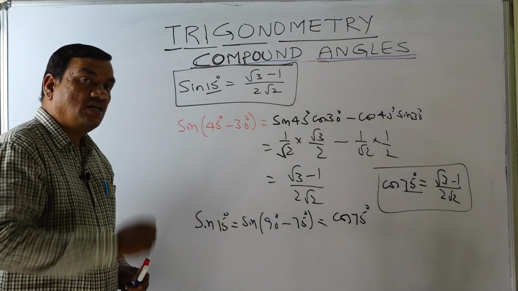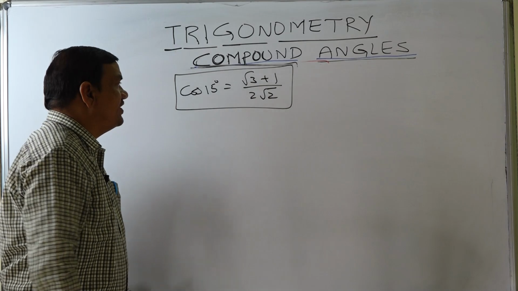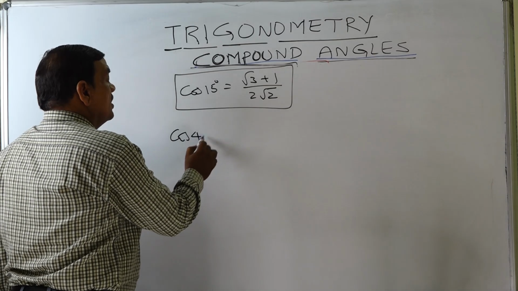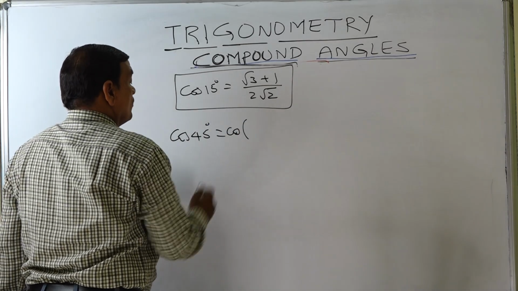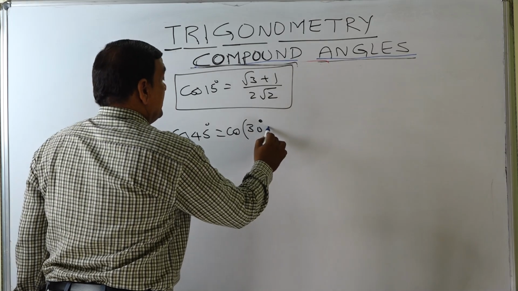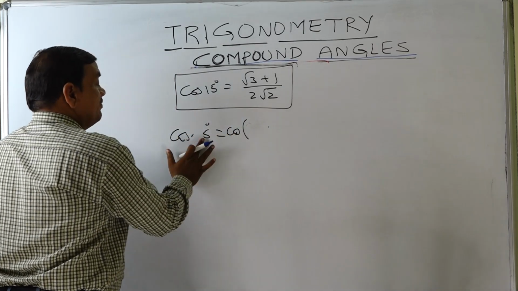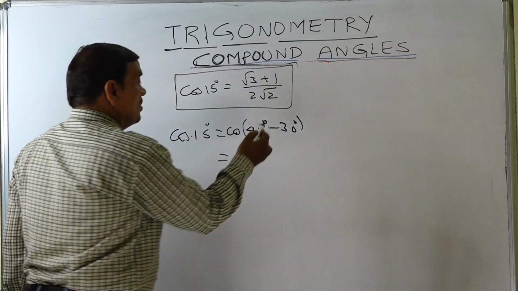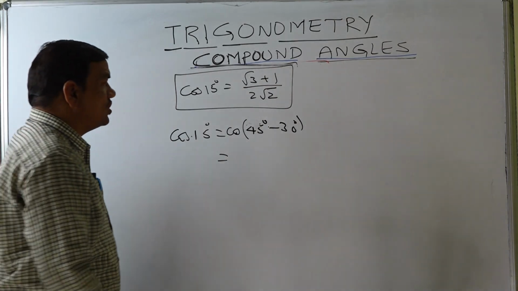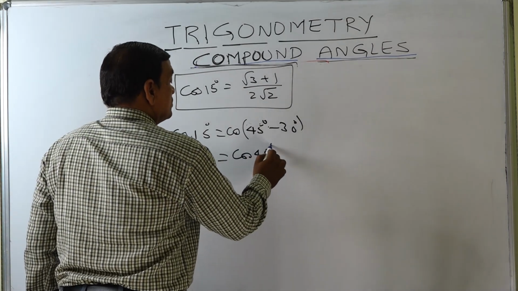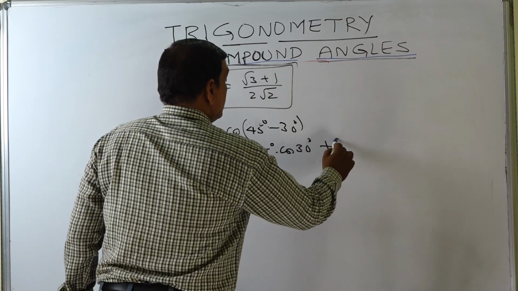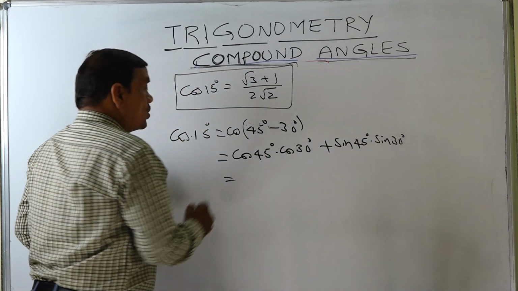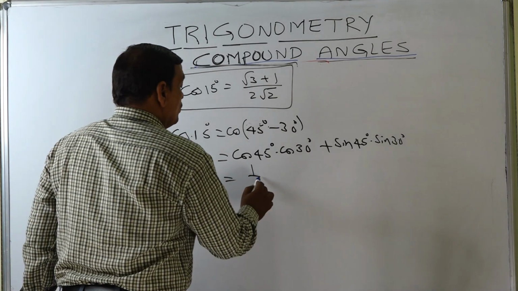Let us go for some more derivations. Let us prove that cos 15 degrees is equal to (root 3 plus 1) upon 2 root 2. Very easy derivation. Cos 15 degrees can be written as cos of (45 minus 30). 45 minus 30 is equal to 15. So, cos of A minus B is cos A cos B plus sin A sin B. Very easy. So, cos 45 degrees is 1 by root 2.